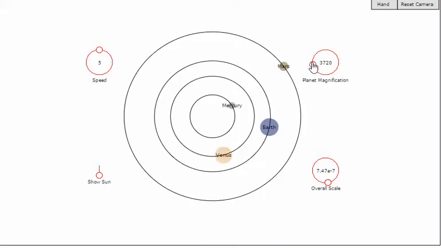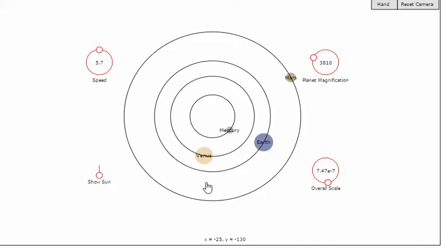Now, you may also notice that things are moving, and this is controlling the speed. It's just an arbitrary speed. It's proportional, though, to the right planet. So what you're seeing here is the planets are moving along, and Mars has a longer orbit, so it's going slower, and the Earth is going faster, and Mercury is going around pretty fast.